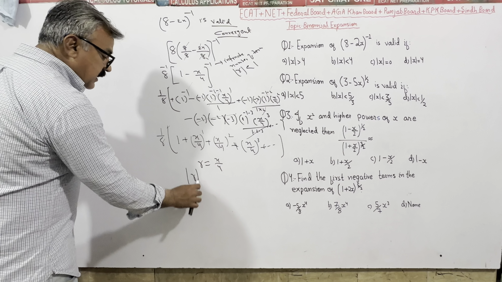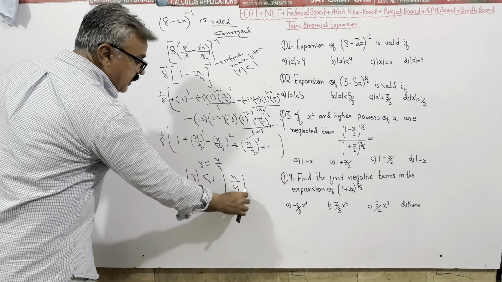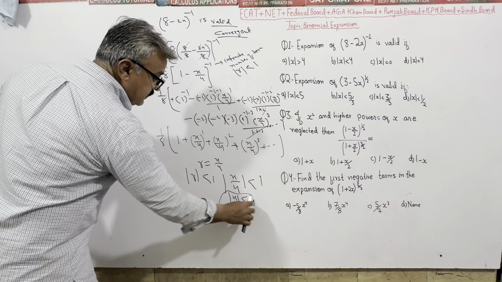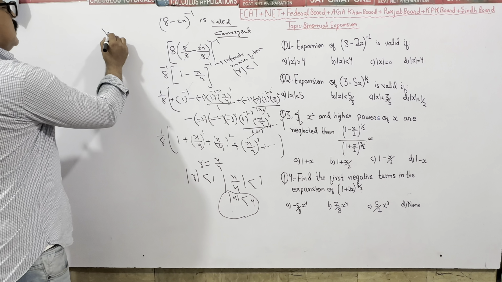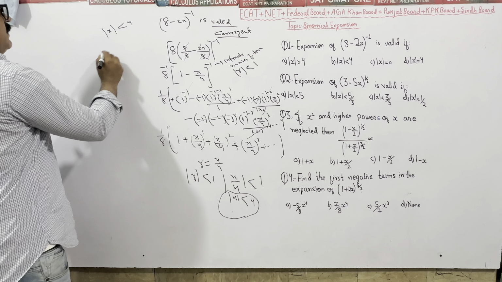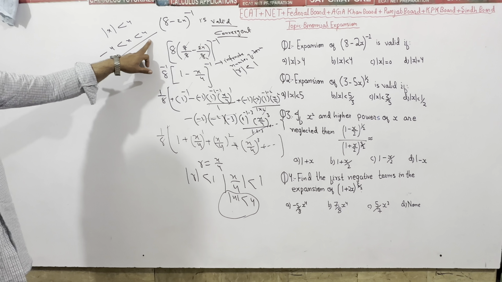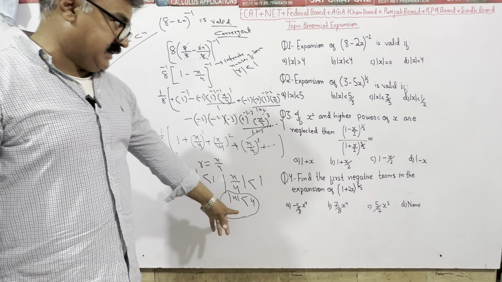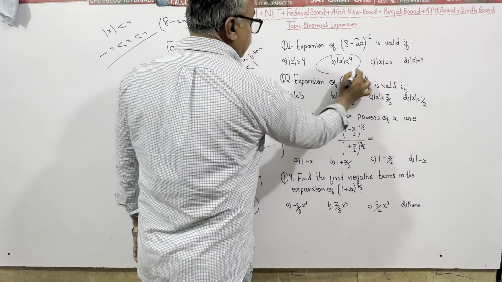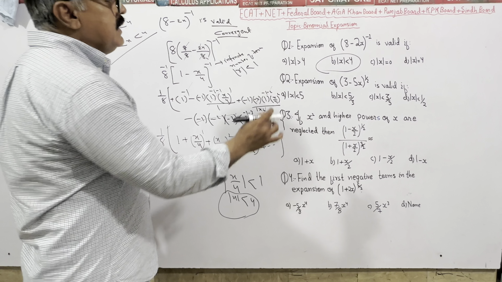It is valid for r less than 1. Our r is x over 4. x over 4 less than 1. It implies that mod x is less than 4. So that is the interval of convergence. Sometimes it is known as radius of convergence. It can be written as minus 4 less than x, x less than 4, excluding minus 4 and 4. That is the value of x. Mod x must be less than 4 in order that the expression is valid or convergent. Sometimes this interval is known as radius of convergence.